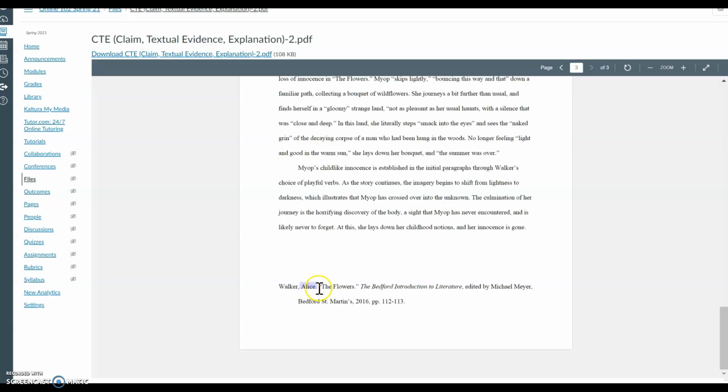You have a period after your author, last name, first name, period. You have a period at the end of your text, inside the quotation marks. The Bedford Introduction to Literature should be italicized because it's the title of a book. You have a comma after the book title. You have a comma after the editor. You have a comma after the publisher, and you have a comma after the year that it was published, which in this case is 2016. Then you have page numbers followed by a period at the end. And that seems really ticky, but that is correct MLA citation. And the quicker you learn that, the more beneficial that's going to be for you.